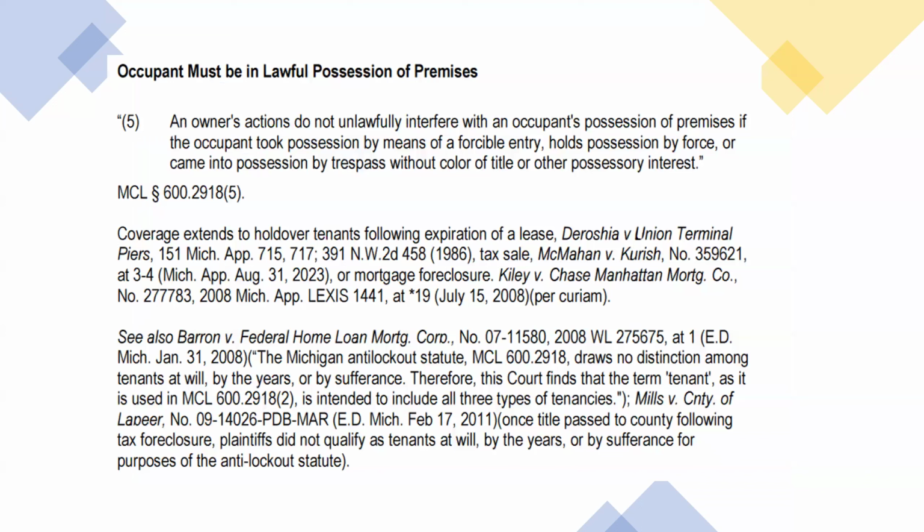So first thing is the occupant must be in lawful possession of the premises, subsection 5. An owner's actions or landlord's actions do not unlawfully interfere with an occupant's possession of premises if the occupant took possession by means of a forcible entry, holds possession by force, or came into possession by trespass without title or other possessory interest. A lease would be a possessory interest, obviously, right?